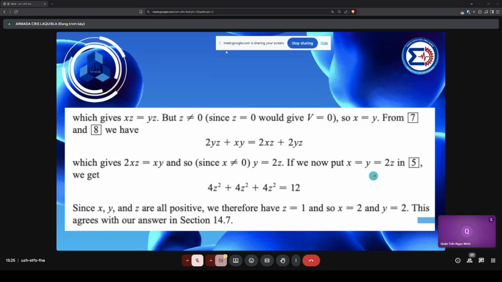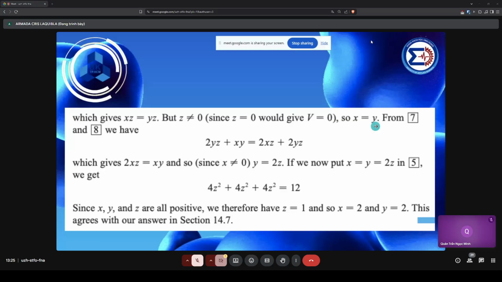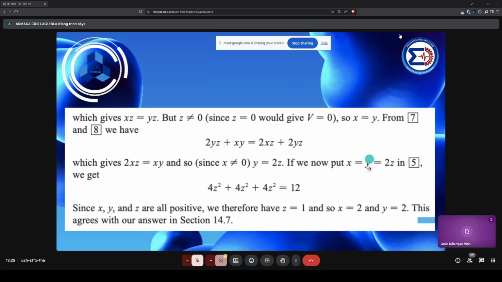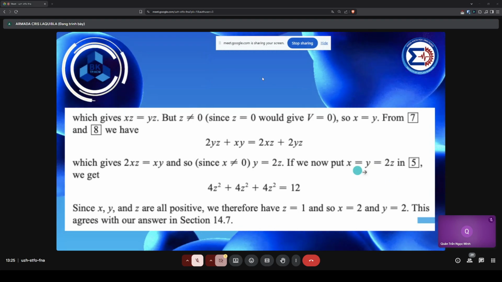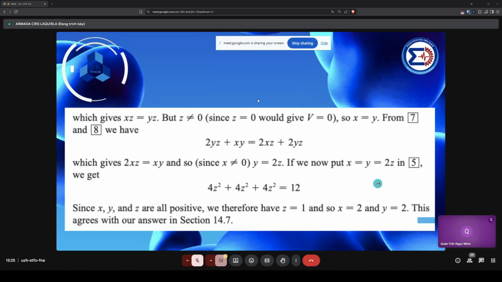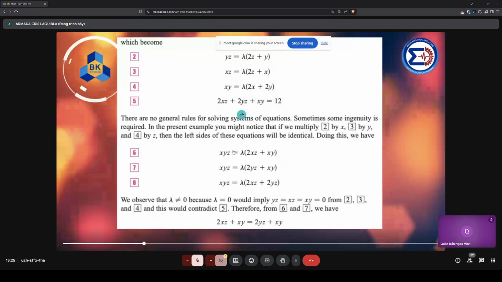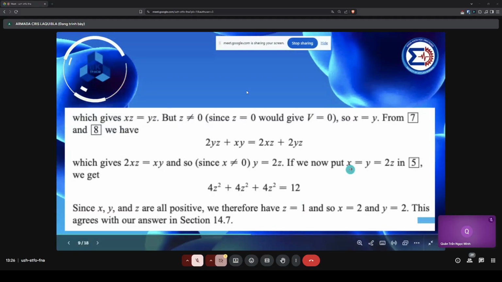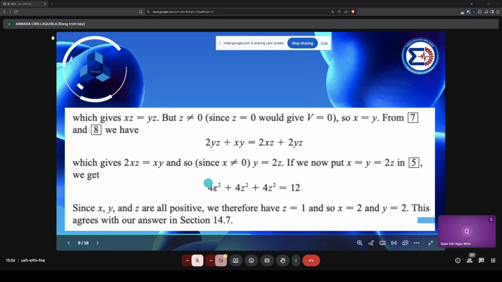Combining our result in 6 and 7, we have x is equal to y. So x equals y, combine here, so your y is equal to 2z. Now, you substitute the values of your x and y in the constraints, here, number 5, your xy. So we substitute x and y equal to 2z. Substitute there, we have 4z squared.